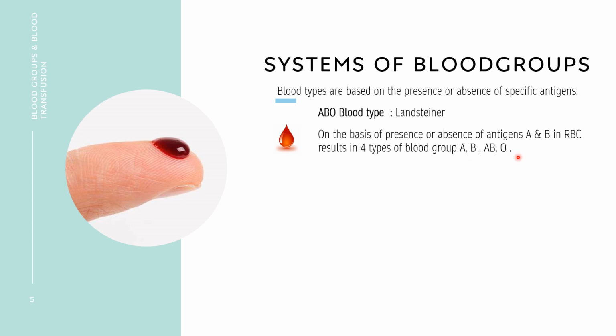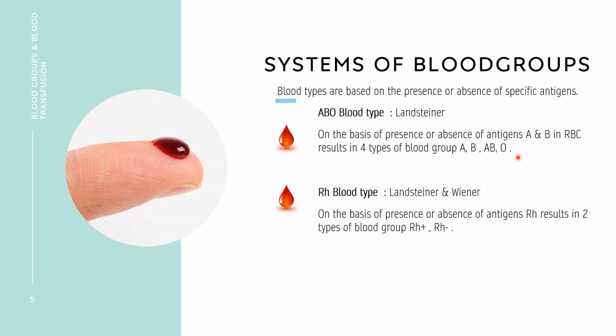Now, I just told you that we've heard about A positive or B negative. How does this positive and negative come in? That comes from another system of blood groups, which is called the Rh blood type. So on the basis of presence of antigen Rh, there are two types of blood groups: Rh positive and Rh negative.